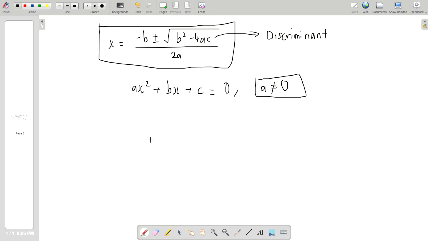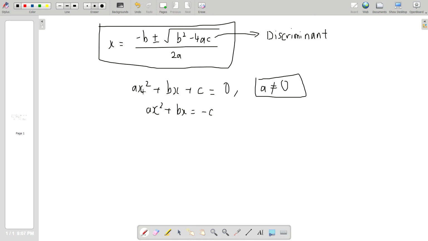So what we're going to do is keep all the x terms, everything with x, on the left-hand side, and all the non-x terms on the right-hand side. So we're going to subtract c from both sides to get this particular equation.